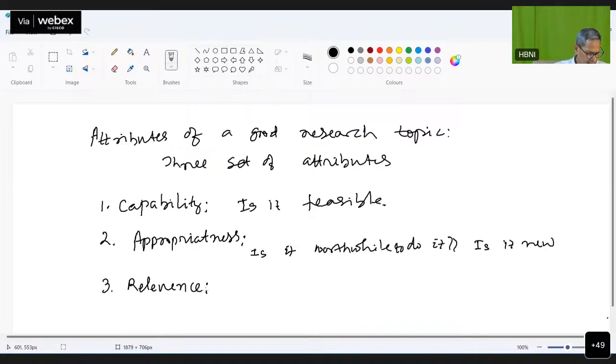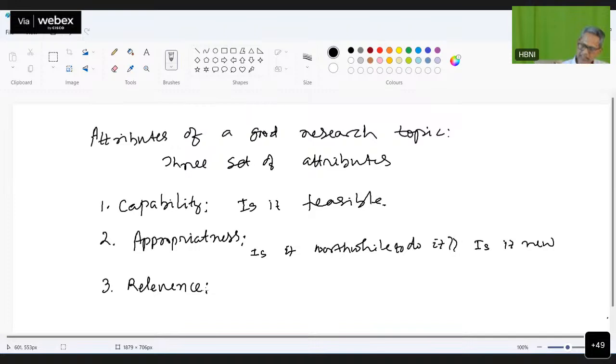Whether this topic is relevant or not relevant to your research area. Suppose you are interested in some research area, you have to make sure that what you are proposing to do has relevance to your research interest, or for your degree, or for your organization. Suppose you are working for an organization, then what are the organization's requirements, and whether the topic you are selecting is satisfying those requirements. Is it something new?